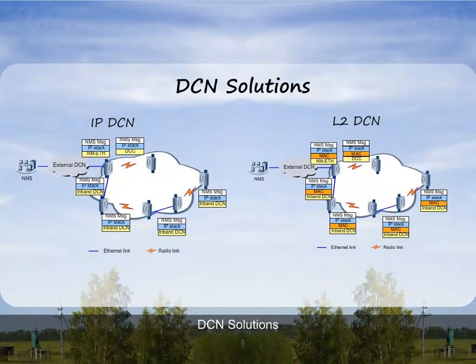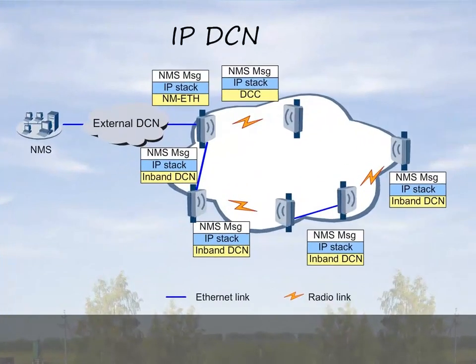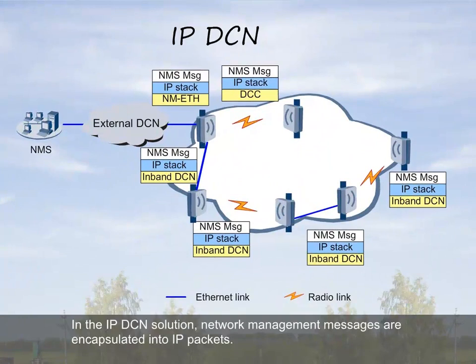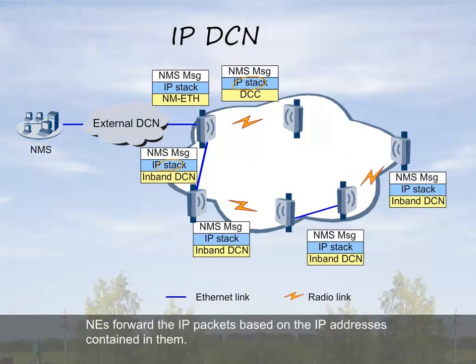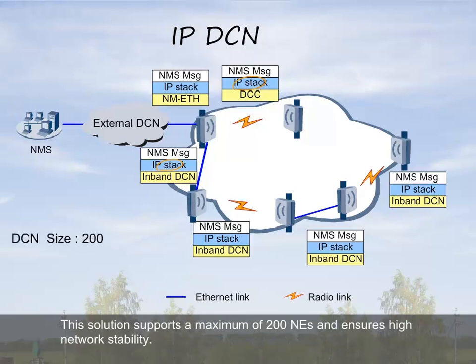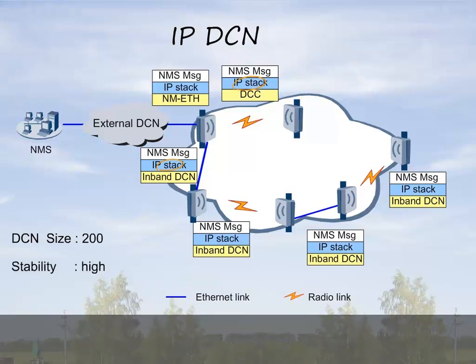DCN solutions. The RTN 300 provides the following DCN solutions: IP DCN solution, L2 DCN solution. In the IP DCN solution, network management messages are encapsulated into IP packets. NEs forward the IP packets based on the IP addresses contained in them. This solution supports a maximum of 200 NEs and ensures high network stability. This solution is the default and preferred solution.